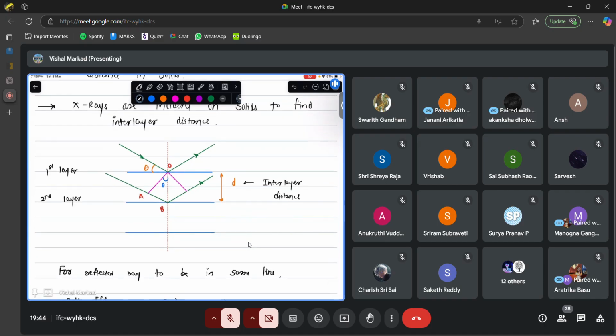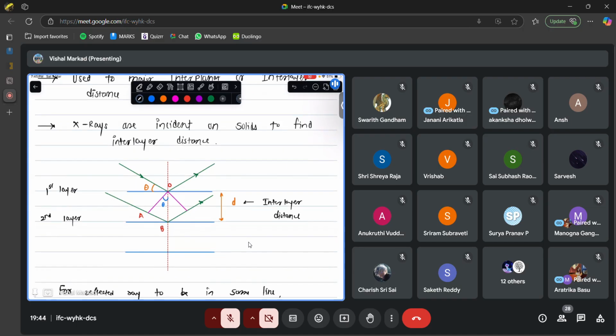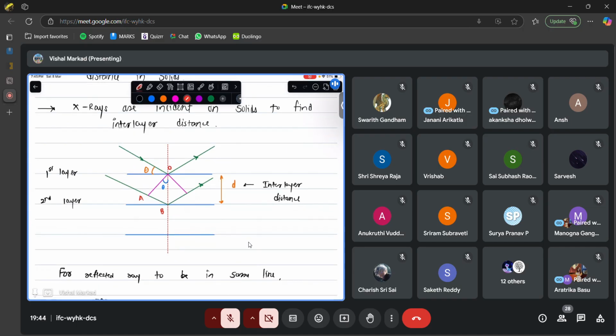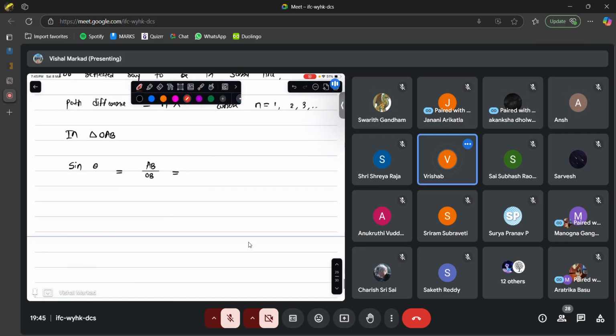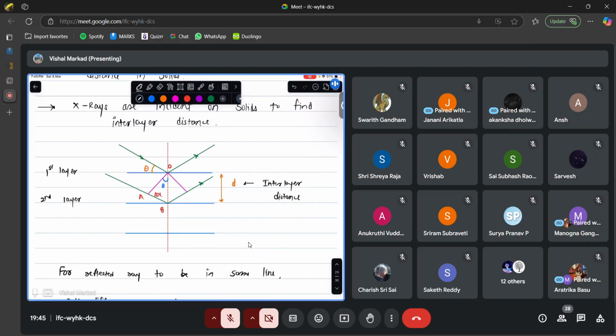What is the value of AB? Let's suppose we consider the AB value as delta x. Okay, here we consider the delta x value. What is the value of OB? OB value is d. Can I write down here delta x divided by d? This is what we are getting. So what is delta x then? d sine theta. Okay. So this is the path difference, right?